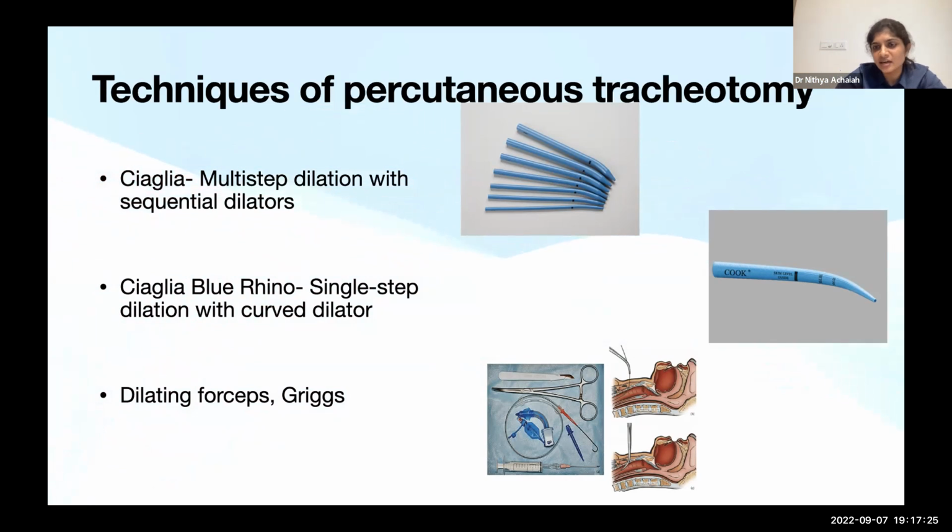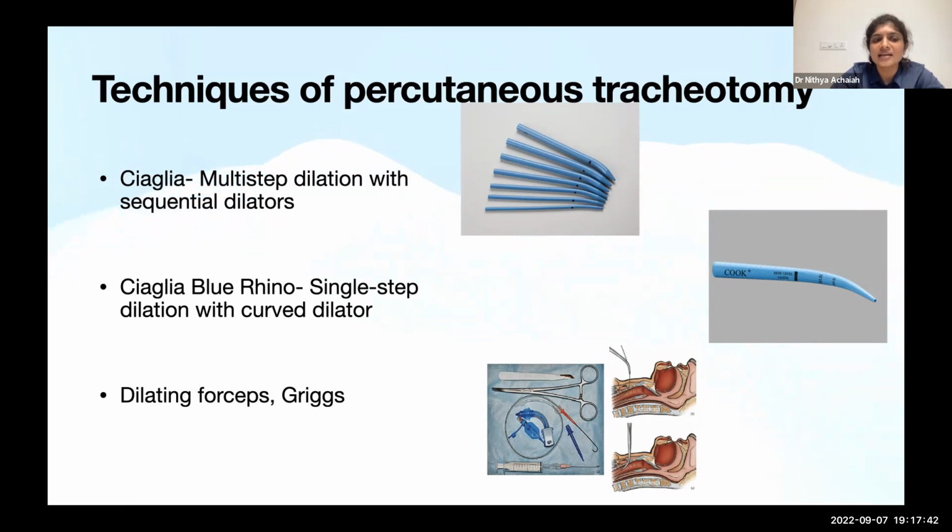So as you can see here, there is a curved dilator which can be used to dilate the trachea. Here it is a single step process. The only problem is the force required to dilate the trachea may be more with this dilator.